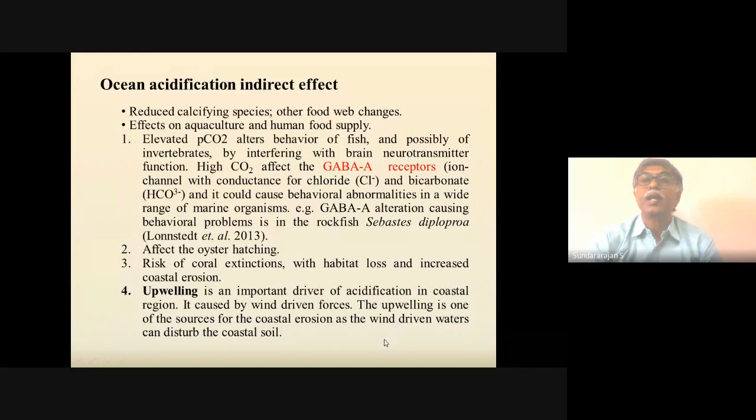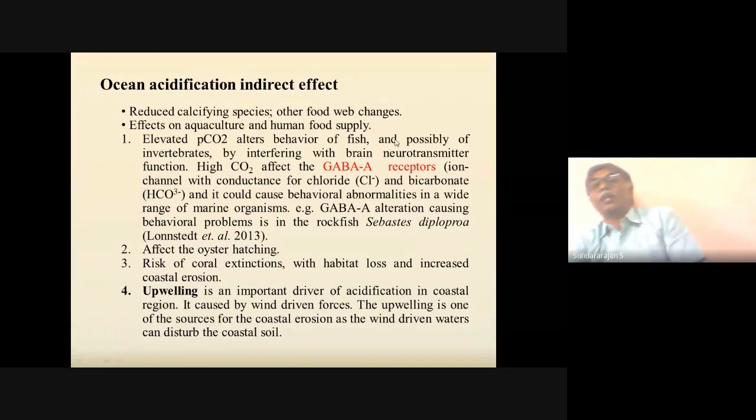The indirect effects of acidification, as I told you, are on ecosystem services. The reduced calcium carbonate will affect the food chain and food crops in the coastal ecosystem. It also affects aquaculture, which is now most important, particularly for developing countries like India, and the blue economy and human food supply. So how is this acidification, or our climate change, related to our economy?